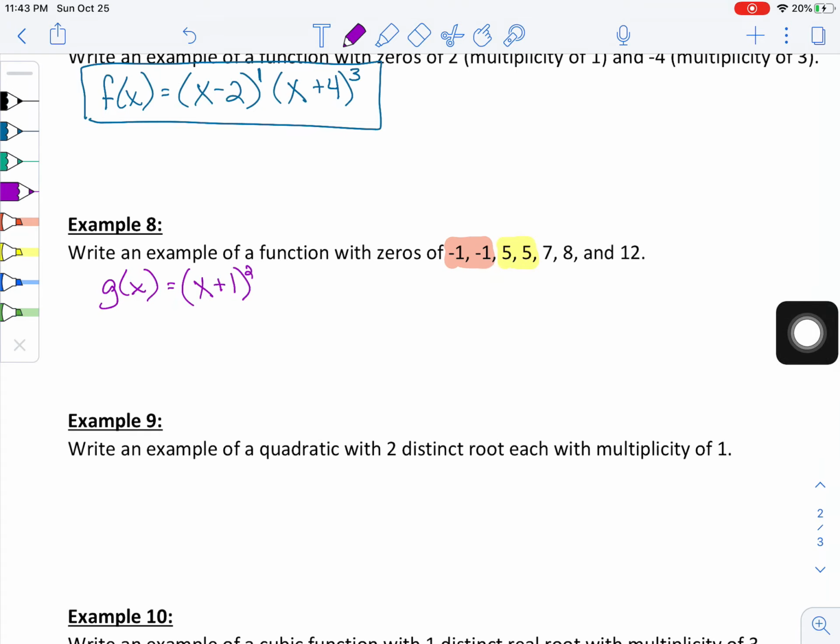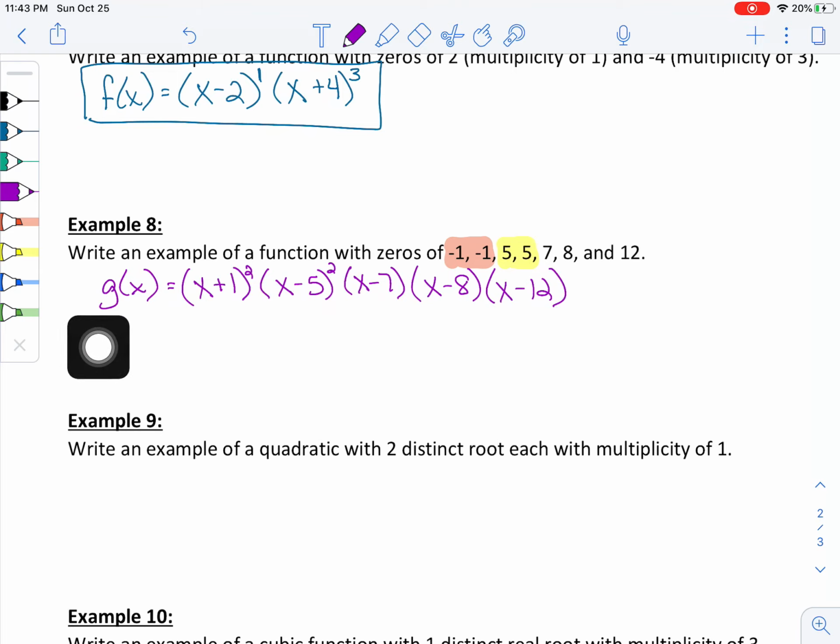Now I need a 5, which means for the factor, I want x minus 5, and I'm going to square that because, again, it had 2 of them in the list. The next 0 in my list is 7, so I'm going to have x minus 7, but there was only one 7, so I only need one of them. Then I've got x minus 8, again, only one 8, and then x minus 12. That is a nice long function here.